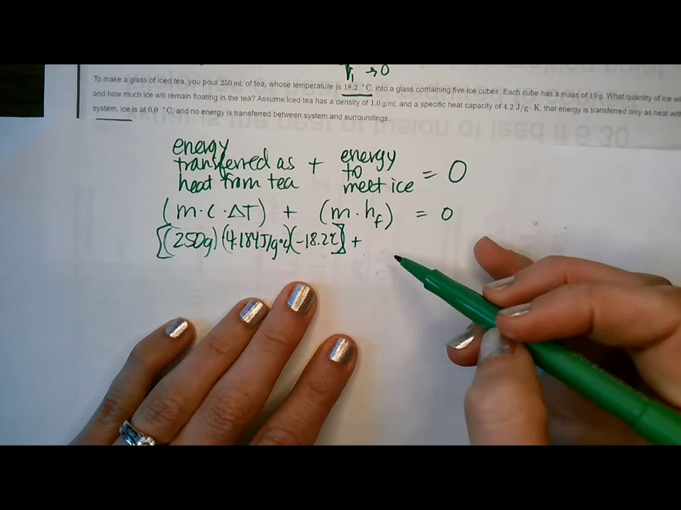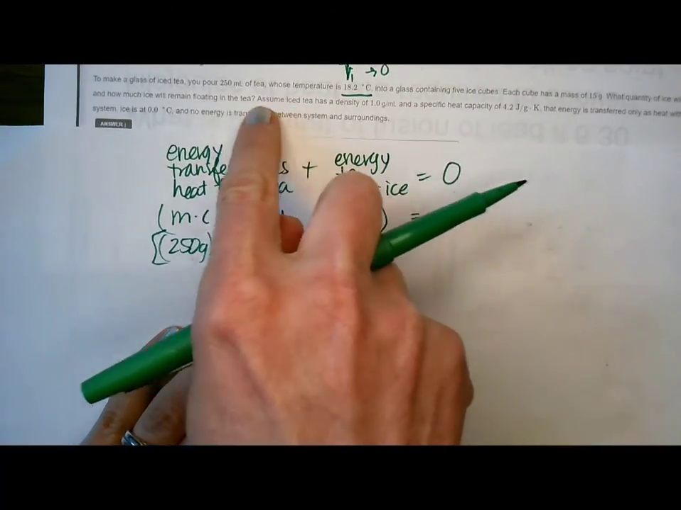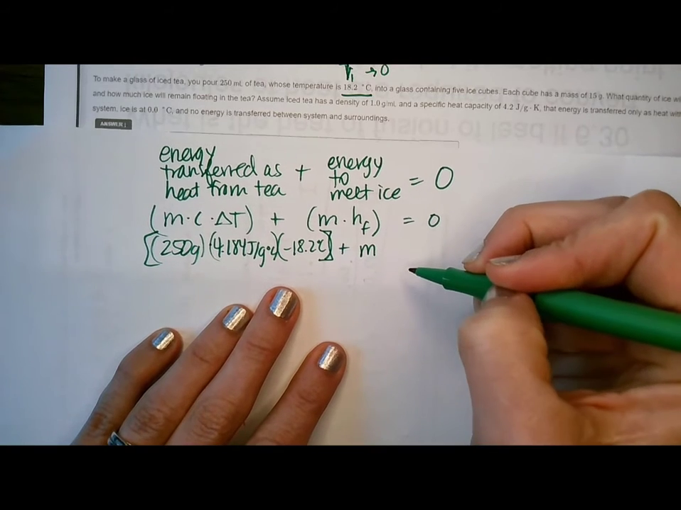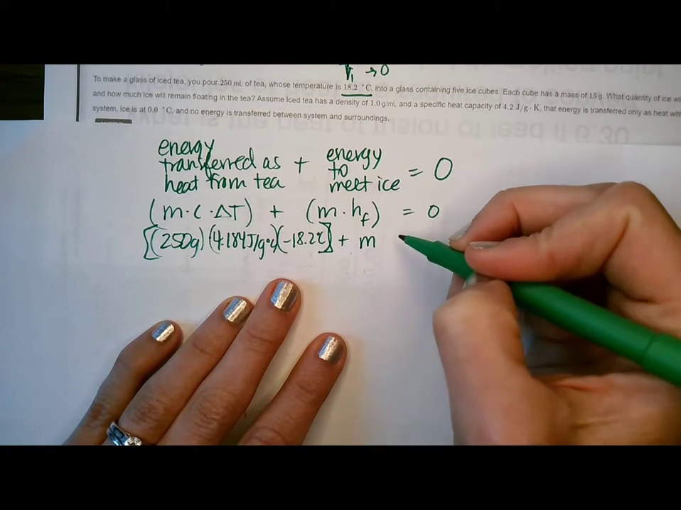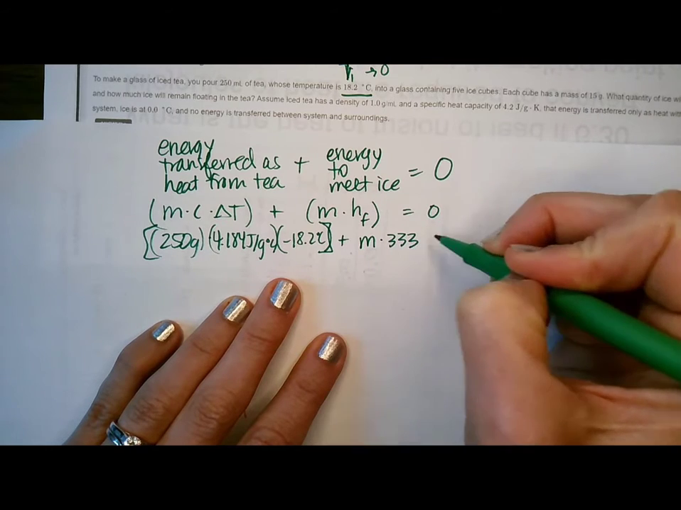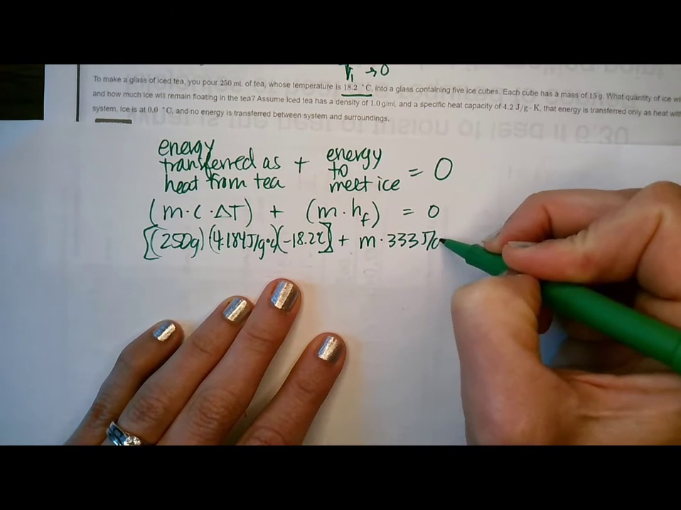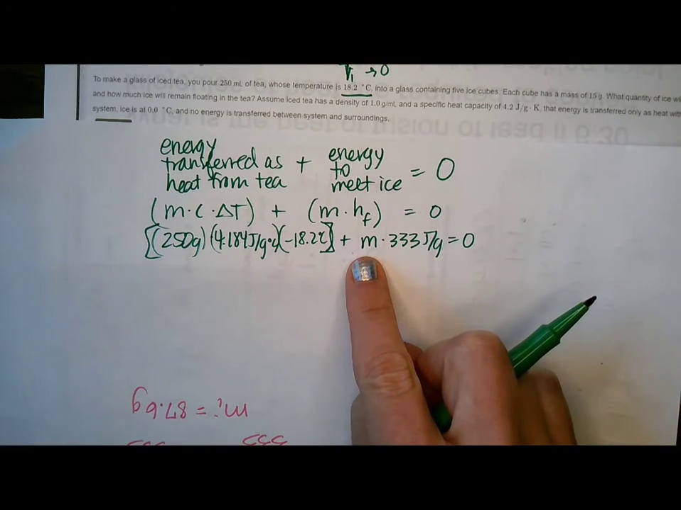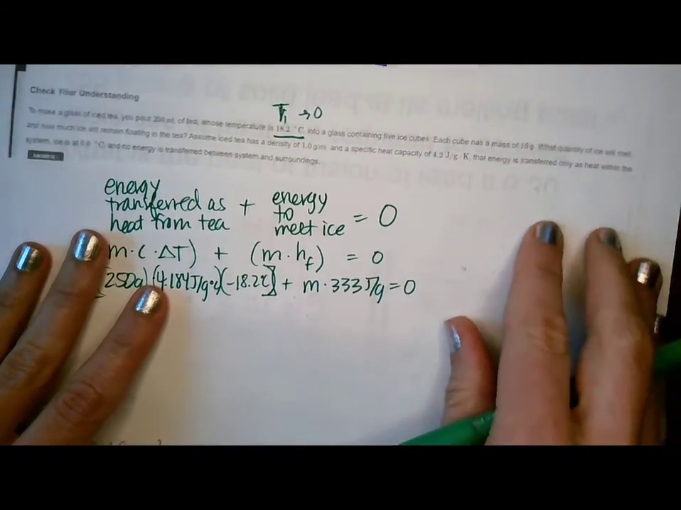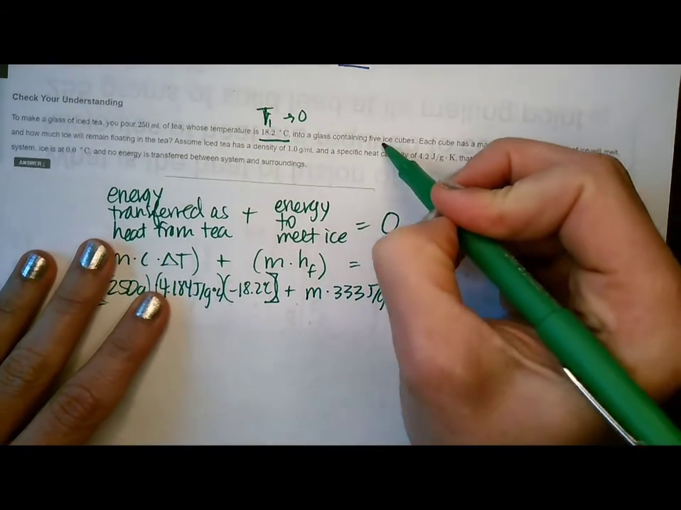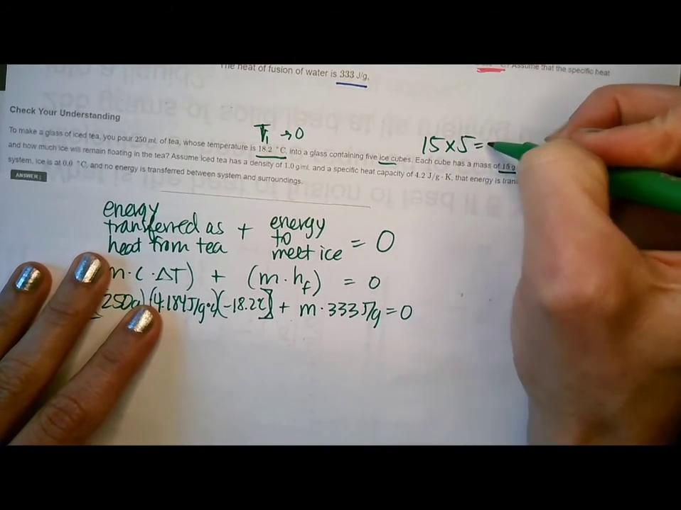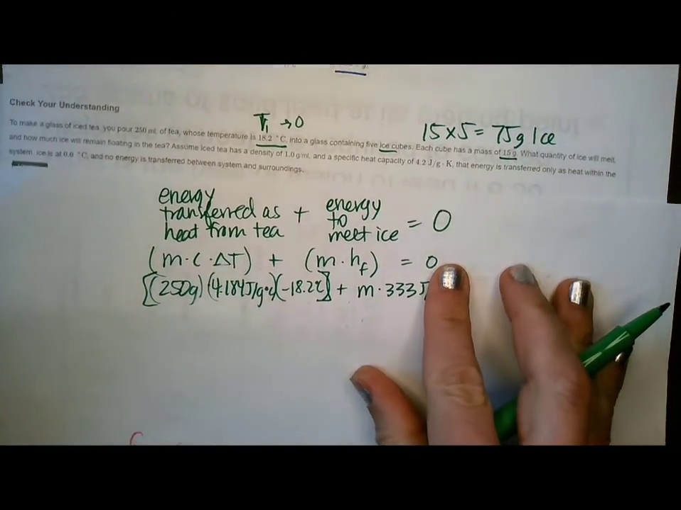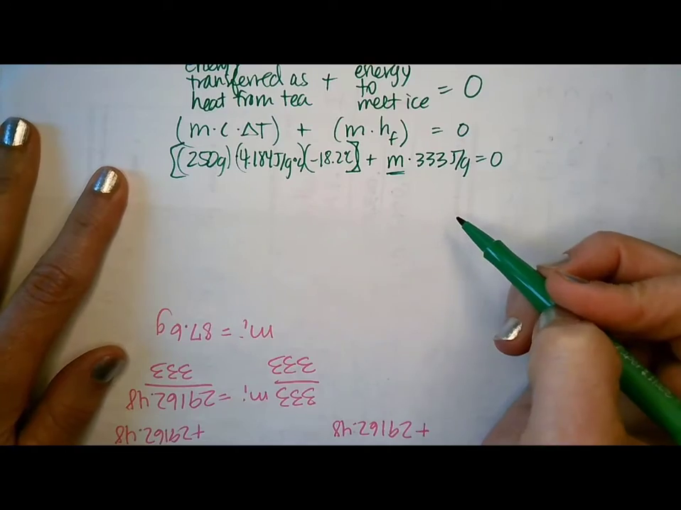But I want to find out how much ice will be remaining. So let's just say, I don't know what my mass is, but my heat of fusion of ice, we know, is times 333. That's joules per gram equals 0. Let's find out what this mass is, and then we can subtract from how much I started with initially, because I know that I started with 15 times 5, which is 75 grams of ice. But I know that some of that's going to melt. So we'll figure that out when we solve for m.